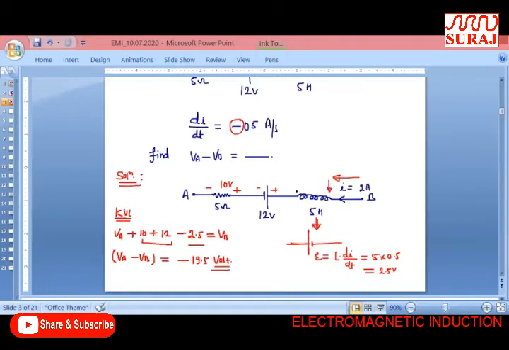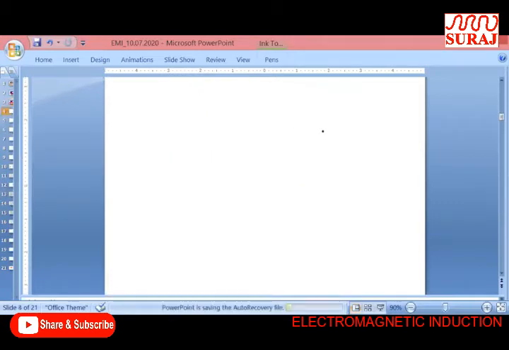Di by dt is negative, so current is decreasing. Yes, the current is decreasing here. Now the EMF induced in the inductor will try to increase this current. To increase the current in the same direction, the polarity induced in the inductor will be positive on the left side and negative on the right side. No, this is correct. This is absolutely correct. Revise your concept, and if you do not get the concept cleared here, then you can text me on my WhatsApp.